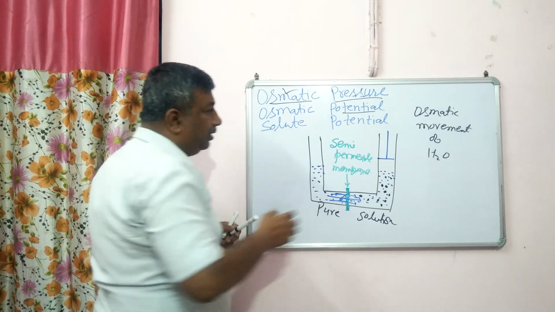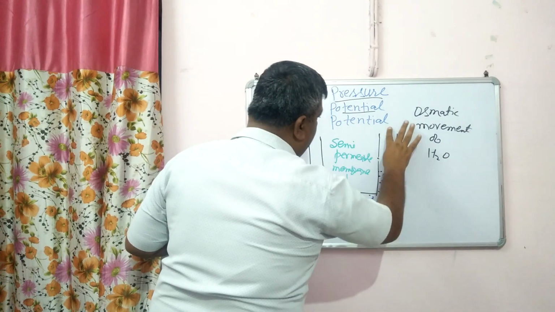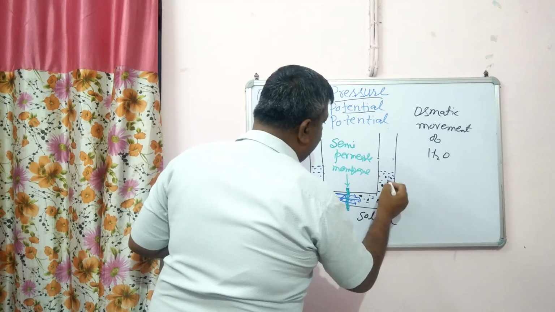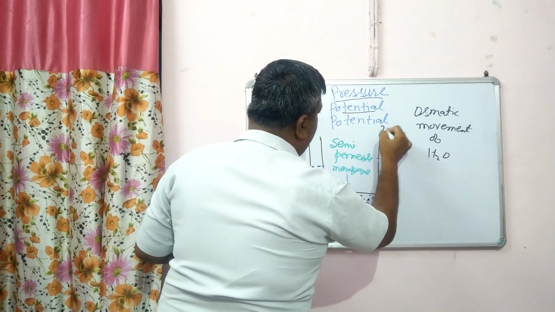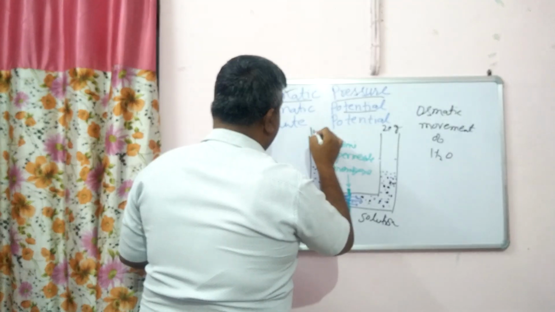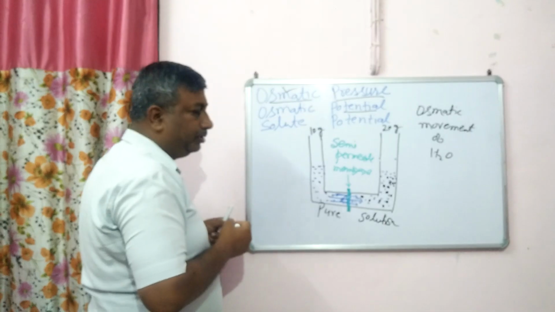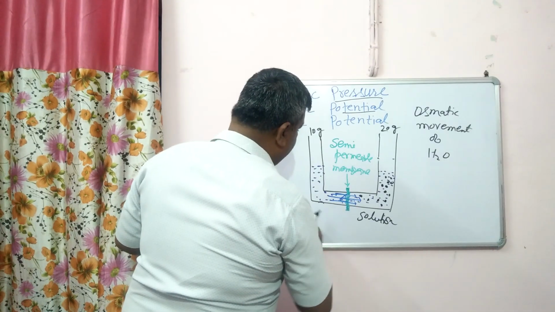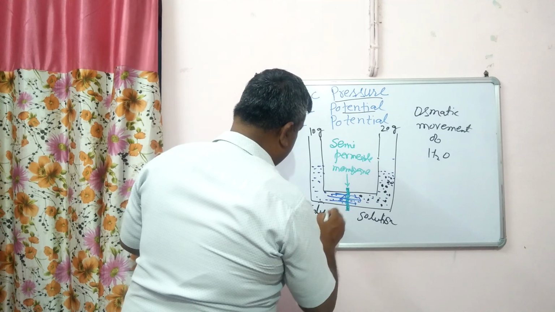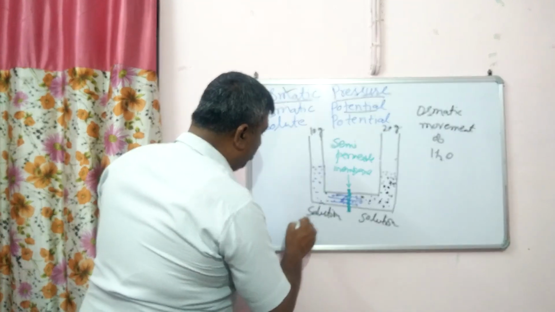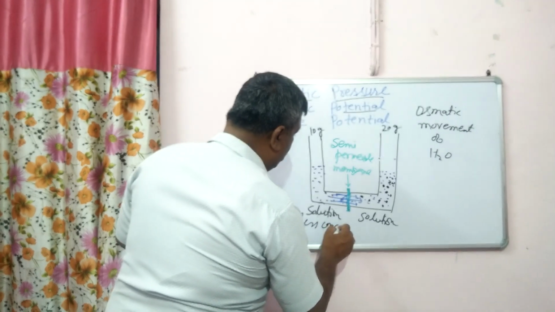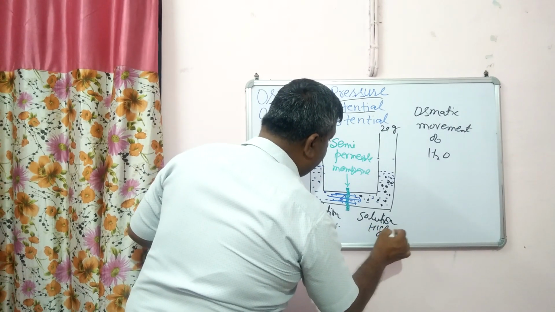Similarly, another thing is that suppose we are adding 20 gram salt here and we are adding 10 gram salt here. So here both side solution is there. Now water will move from less concentration to high concentration. Here, in case solutions are both side.